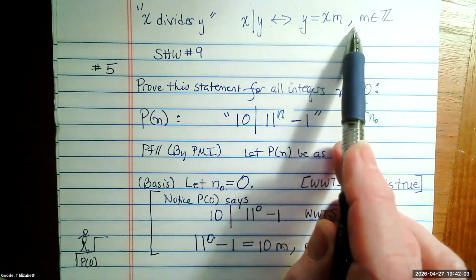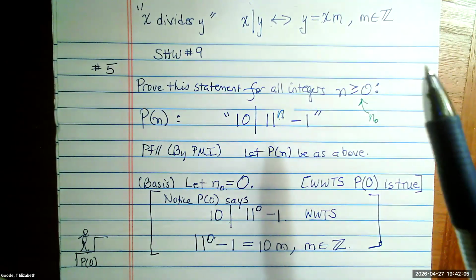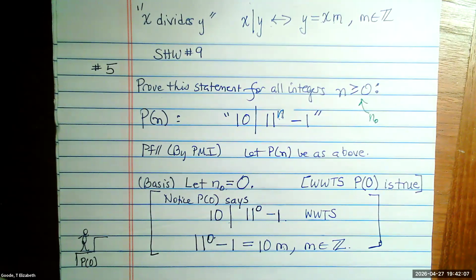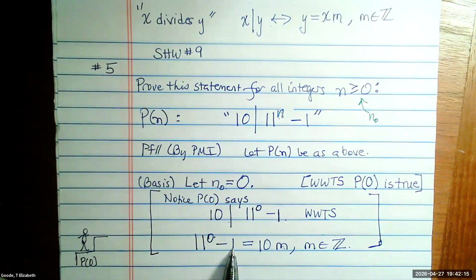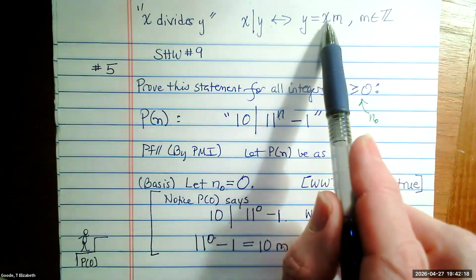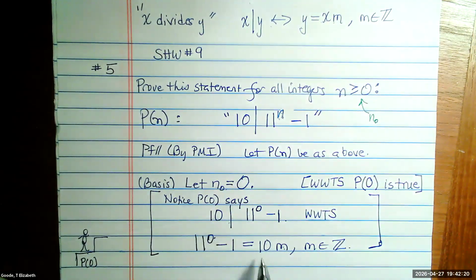So when we change it to an equation, and we always want equations, we always want to change our definitions into equations. So the y, which is the 11 to the 0 minus 1, gets on this side by itself, and it has to equal the x, which was 10, times some integer. Got it? I just made the note in my notes.